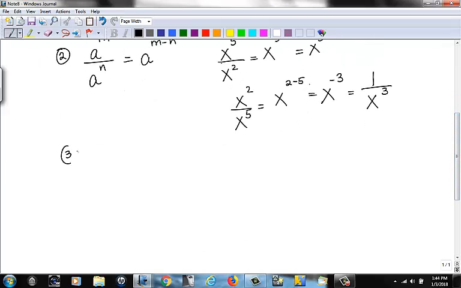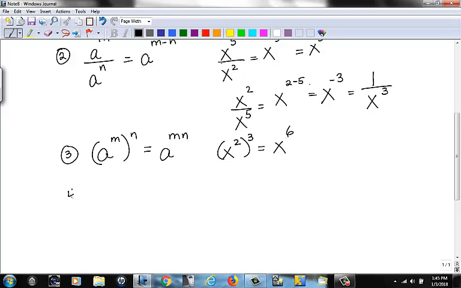Okay, third one. A to the m power and raise that to the n power. When you raise a power to a power, multiply them. A to the mn. So if I had x to the second and raise it to the third power, raise a power to a power would be x to the sixth.